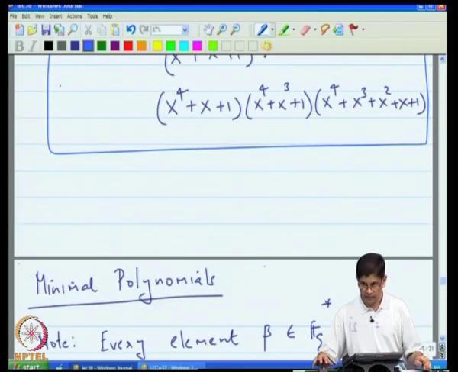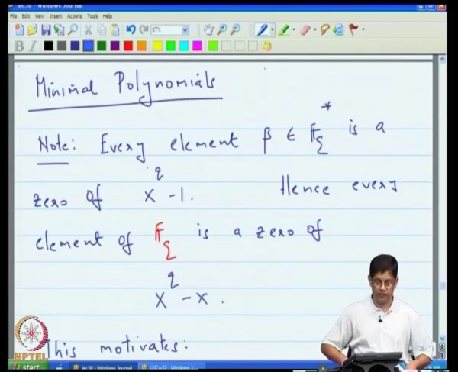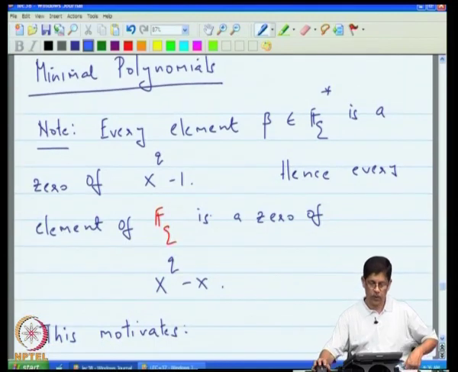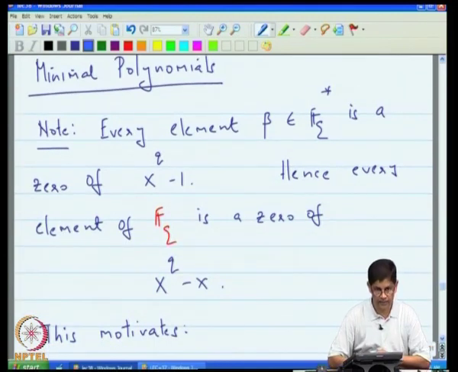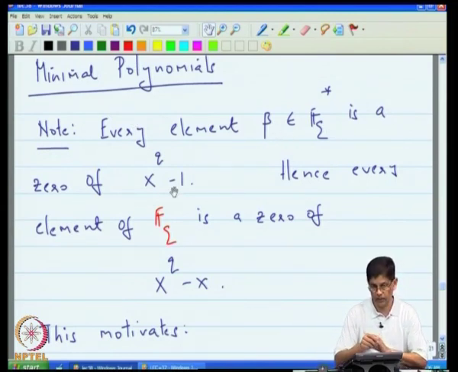Okay, so that is the picture that we are trying to build up to. So, now having motivated the discussion of minimal polynomials, let us go ahead and look at how we would introduce this. The way we start our discussion on minimal polynomials is to say, look, every non-zero element in FQ is a 0 of x to the q minus 1.